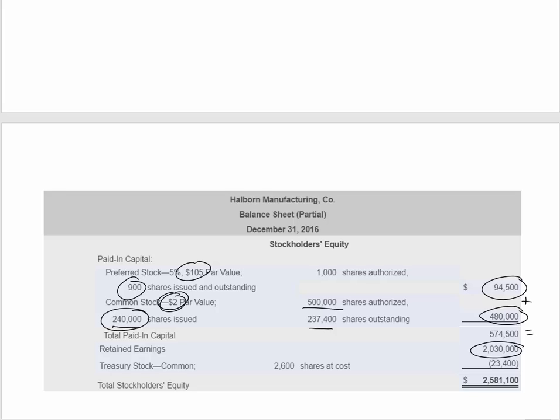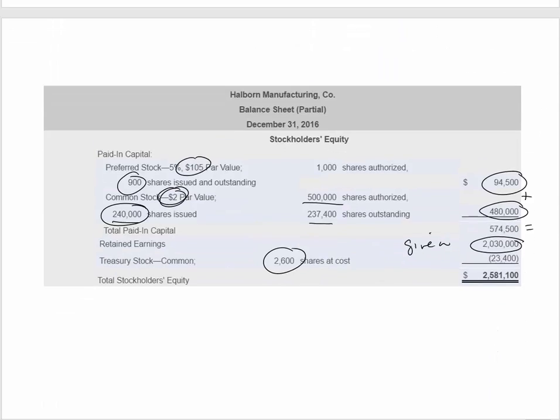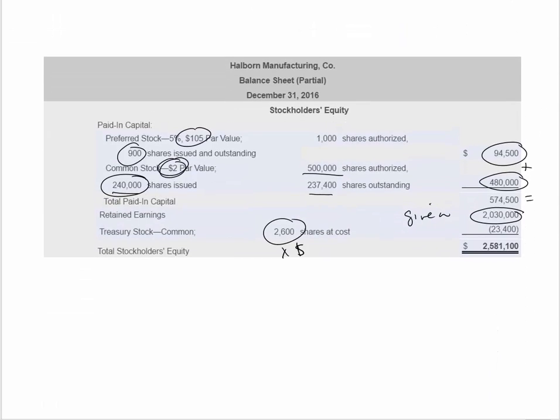The retained earnings here, that was given to us in the original problem, if you go all the way back up to the top. And the treasury stock would be the 2,600, which is what we got right here. I'm taking those off. And we take that times the $9 cost, and that goes in as a negative. And so the paid in capital plus the retained earnings minus the treasury stock gives me the total stockholders' equity.